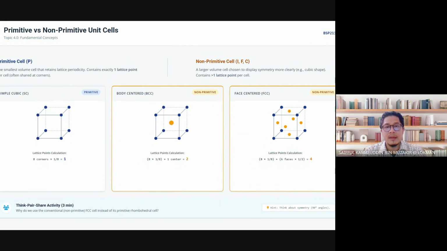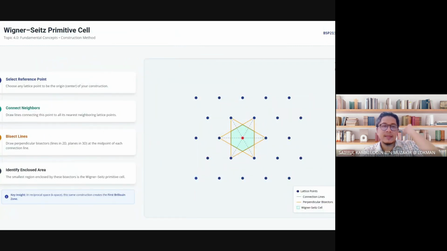Now look at the next slide. Let us try to see the Wigner-Seitz primitive cell. What does it mean by Wigner-Seitz primitive cell? A second way to define a primitive cell is through the Wigner-Seitz construction. We need to be able to construct a Wigner-Seitz primitive cell.